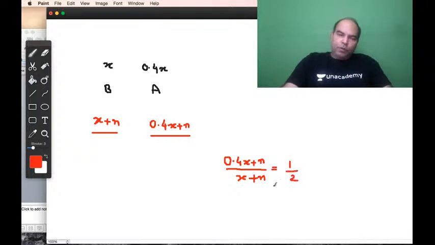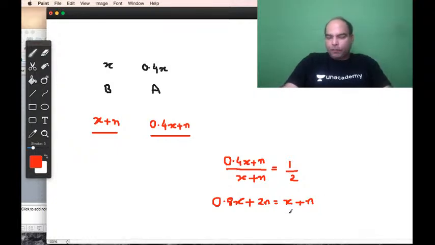So when you solve this, essentially you will get 0.8x plus 2n is equal to x plus n. And if you collate n on one side and x on the other side, you will get n is equal to 0.2x.